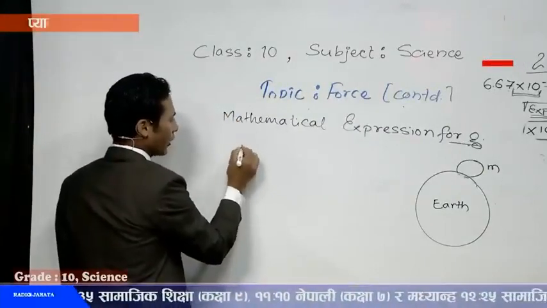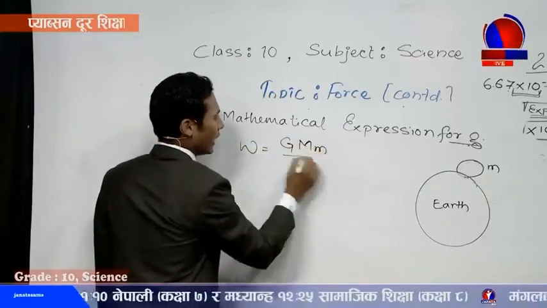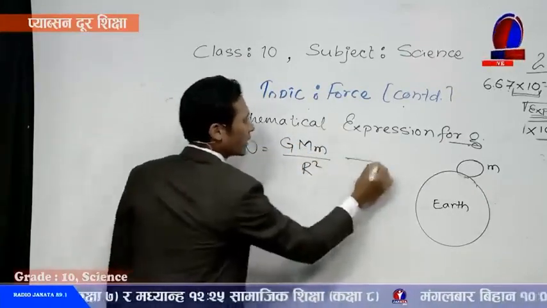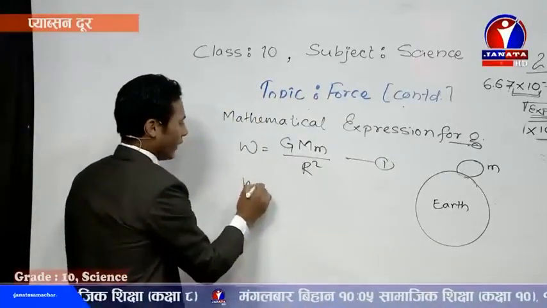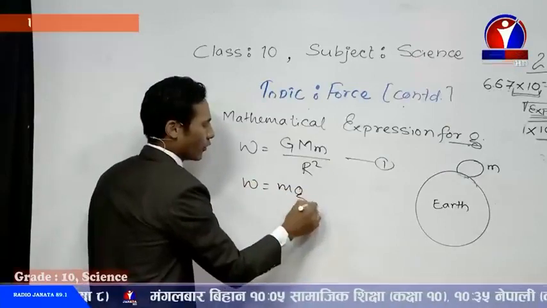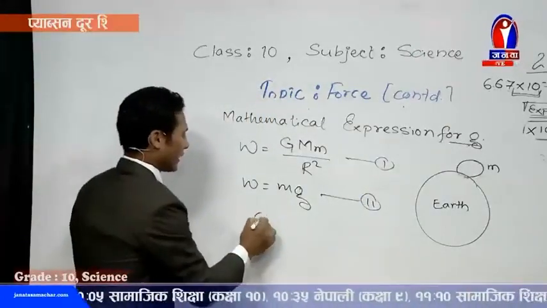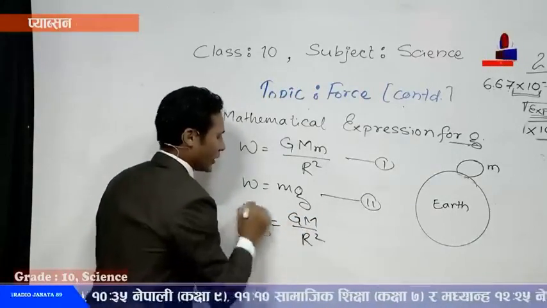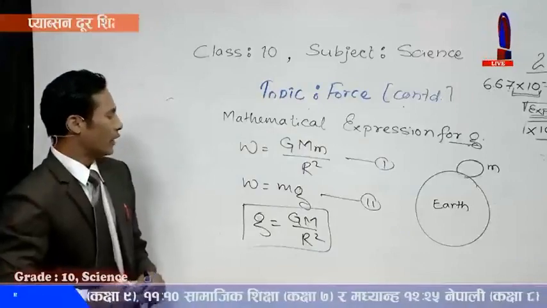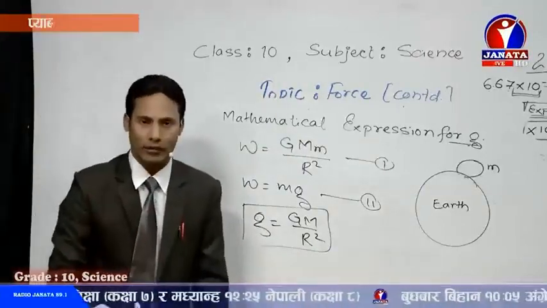So we have the formula: weight equals G M m by r square. This is equation 1, and this is the weight. Weight can also be calculated as weight equals mg. This is equation 2. Solving equations 1 and 2, we get g equals GM by r square, which is the formula. We will derive this formula in detail later on.